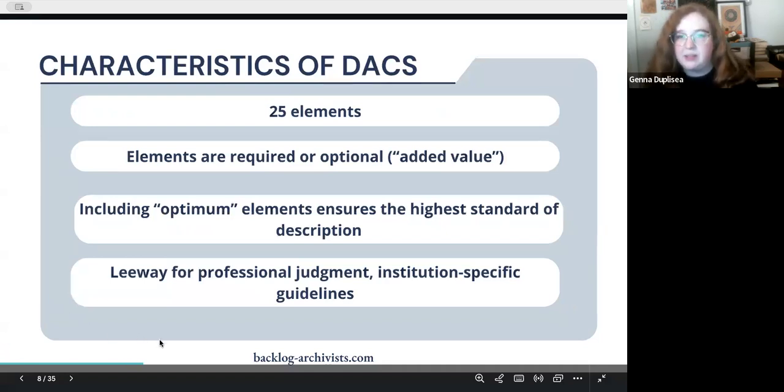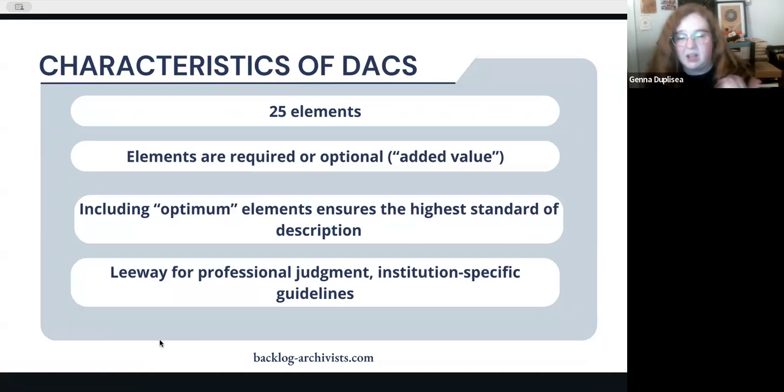So DACS consists of 25 elements. They're either required or optional. The optional ones are called added value. And there are also optimum levels of description. And so if you are reaching the optimum level of elements being included, then that's the highest standard of description. But there's also a lot of leeway in this content standard for professional judgment or institution-specific guidelines. Perhaps you also have a style guide for your institution that defines how you talk about certain concepts or certain people. And so DACS does not override those things. It is meant to embrace them. Next slide, please.